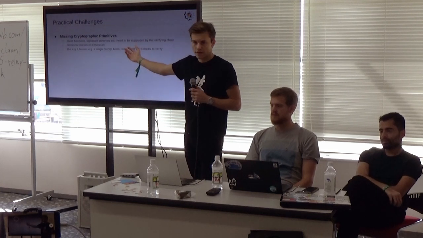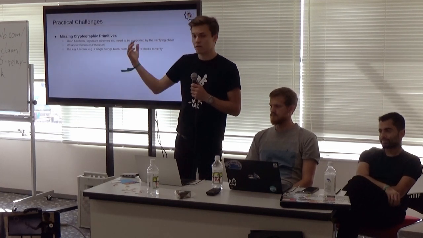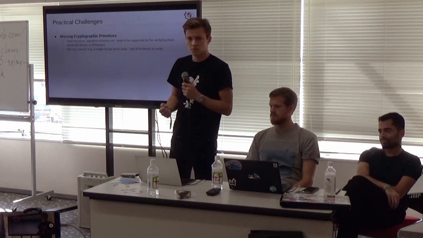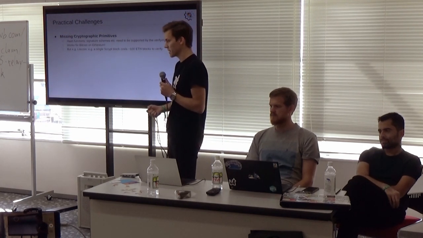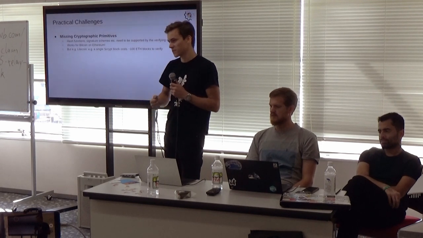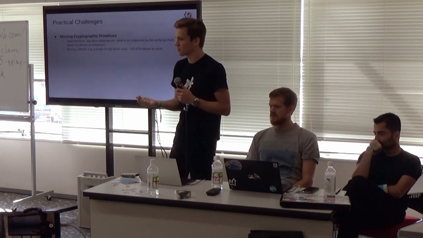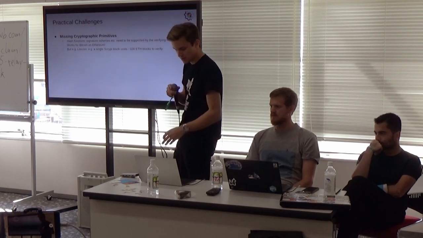Obviously, we need to make sure that we have the cryptographic primitives there. So we need to be able to verify the proof of work of the chain we're checking, right? So this works for Bitcoin on Ethereum, but if you try to do the same thing for Litecoin, you run into major problems. It costs around 100 blocks worth of Ethereum gas to verify a single Litecoin block. So that doesn't really work.